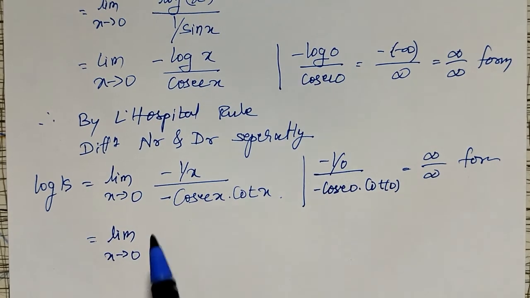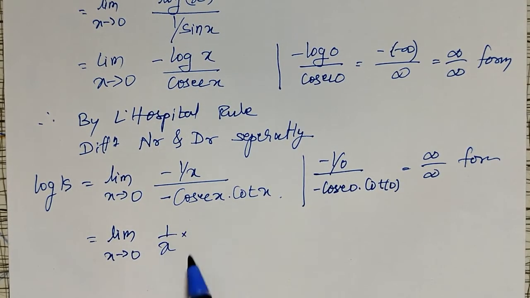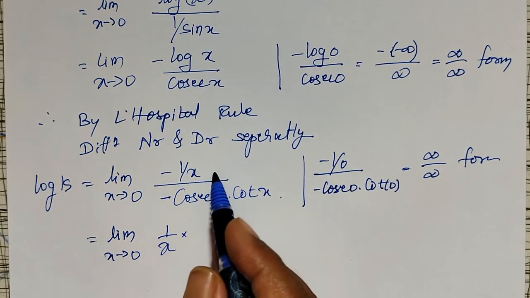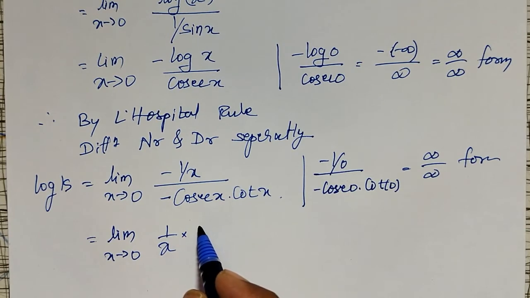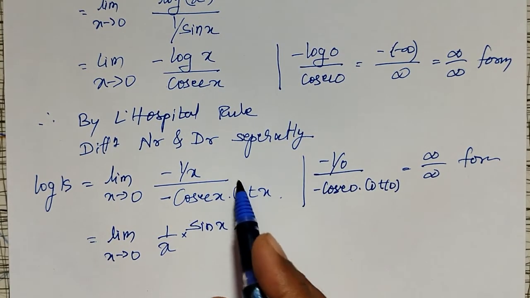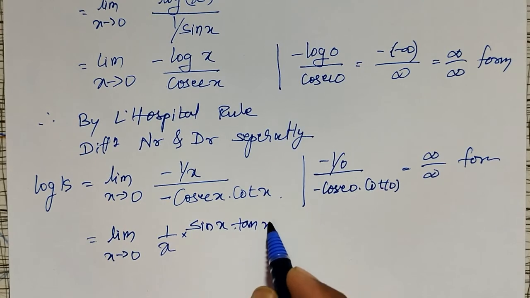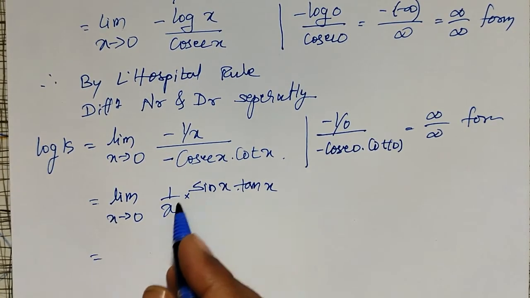I will readjust here: minus of minus will become plus, and 1 by x I will write as 1 by x into 1 divided by cosec, which is nothing but sin x, into 1 by cot. Cot being in the denominator, if it goes to the numerator, it will become tan x. I have just readjusted the terms like this. Now here again a product of these two terms is there.